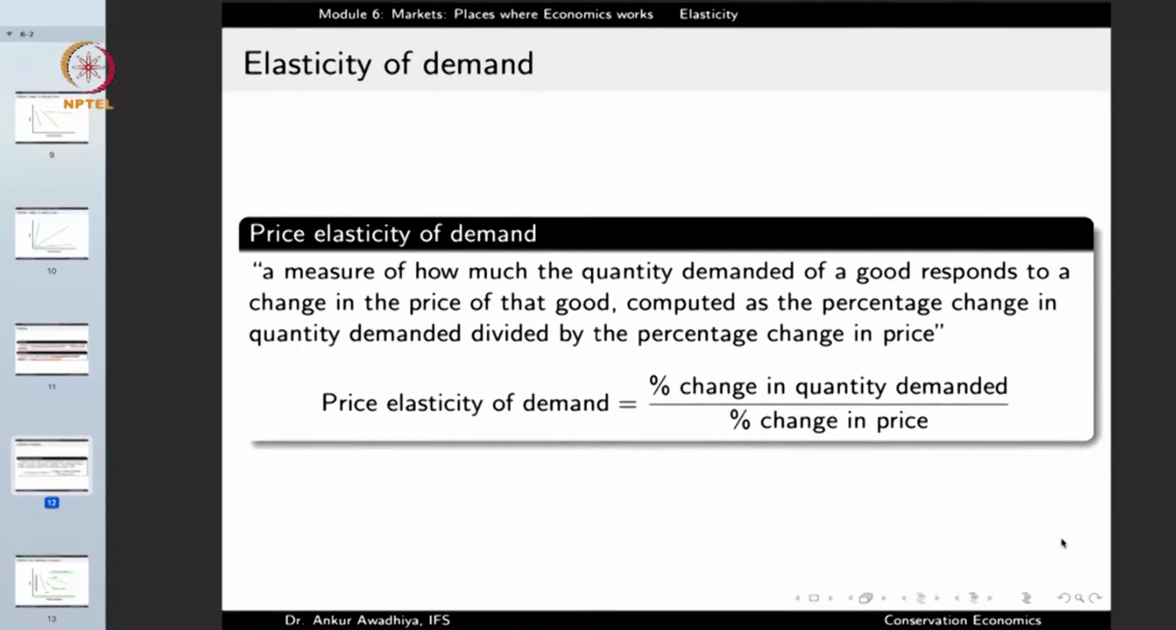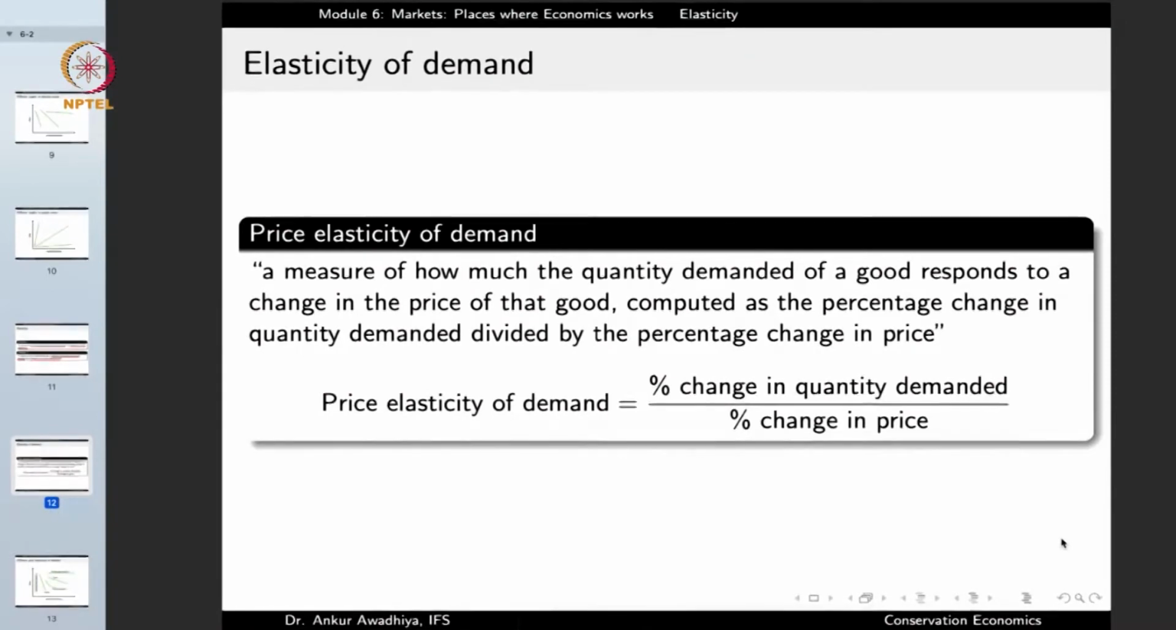That is, if earlier you were buying 30 kgs of rice, and because of an increase in price you are reducing your consumption, will it reduce from 30 to say 29 kgs, or will it reduce from 30 kgs to 10 kgs? What is the magnitude? So we are looking at the direction of change: is it increasing or is it decreasing? And the magnitude: by how much is it increasing or decreasing?